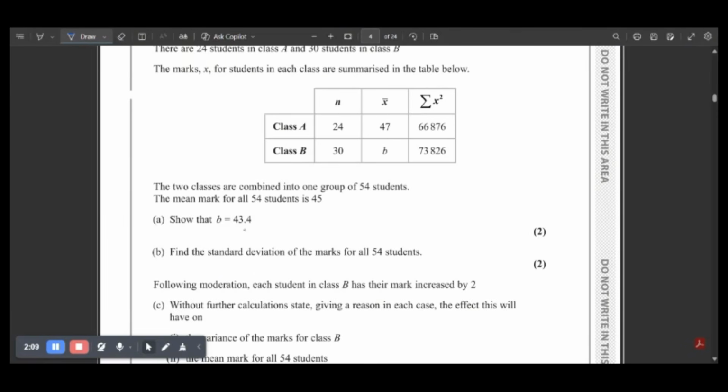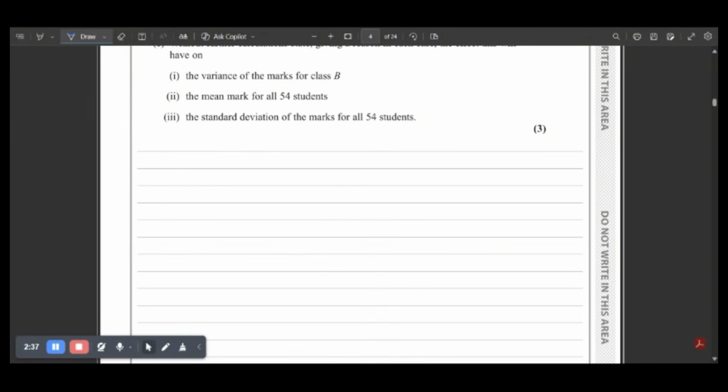So when we have to calculate b, we have to understand that we somehow have to find a relationship that includes b in there. So what can we use to write an equation in b? We can use the mean. It is given that the mean mark for all 54 students is 45. So if we write an equation keeping this in mind, let's say I find the equation for the mean of the whole class. So what will this be equal to?